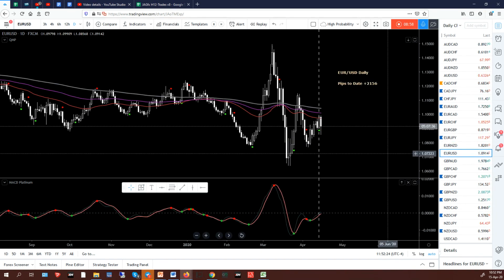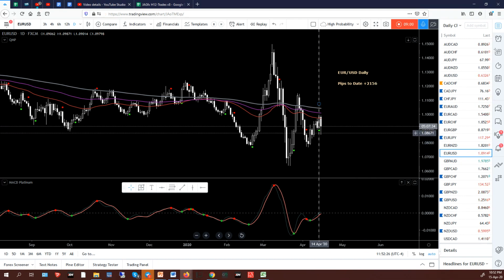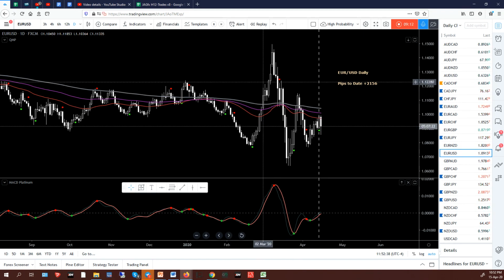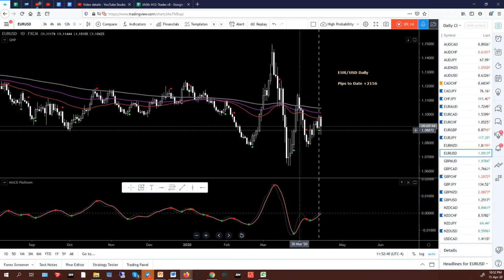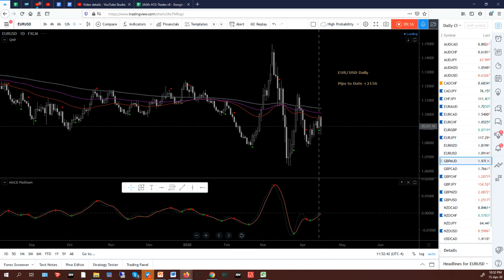Euro USD, nothing happening here. I was looking for a potential buy. There was a buy signal there, but I didn't take it. MACD Platinum was too close to zero level, and price was too close going into the MA. It's just not a good setup. This thing had some good moves. I made some good pips, but not at the moment.